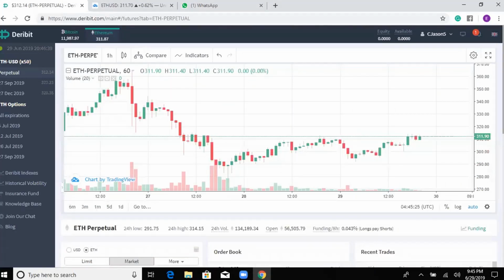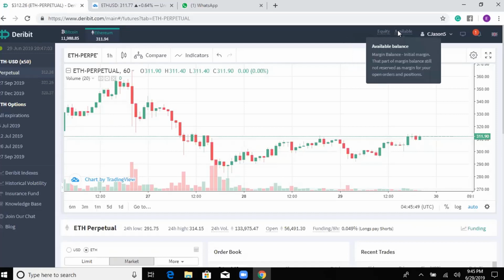And I'll just mention this quickly. When it comes to leveraging, your position size will actually be determined by your equity balance. If you look at this here, equity is the total value of all your assets in your account, and then the available balance is the initial margin. That is the part of margin balance still not reserved as margin for your open orders and positions.